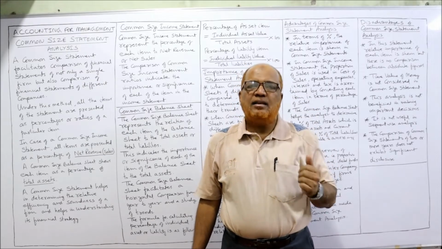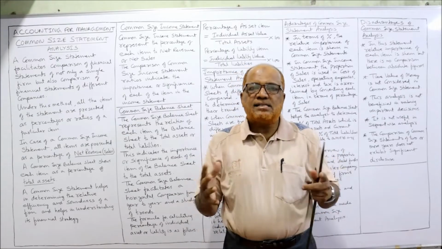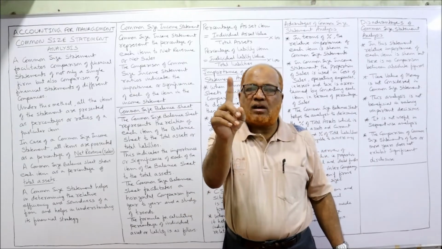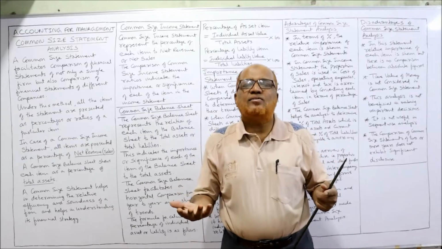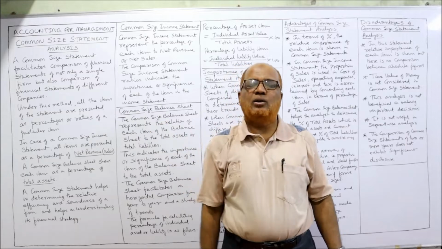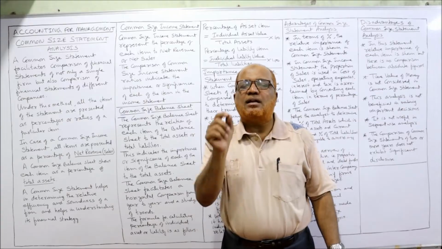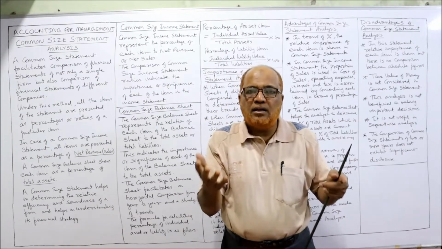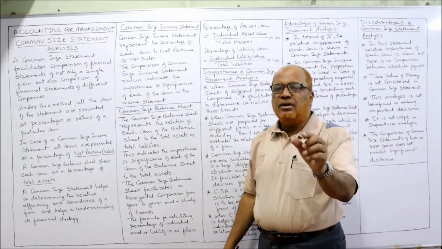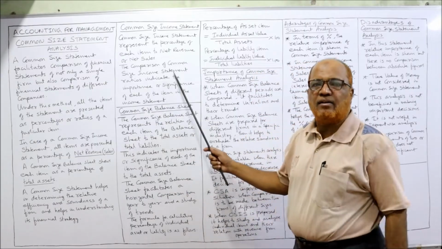Similarly, the salaries and administrative expenses are 1 lakh. So the sales are 10 lakh, whereas salaries and other administrative expenses are 1 lakh. So what is the percentage of salary? 1 lakh divided by 10 lakh into 100, you will get 10%. Simply we can say the salaries and administrative expenses are 10% of sales. That is the common size income statement. So every item in the income statement will be expressed as a percentage of net revenue.